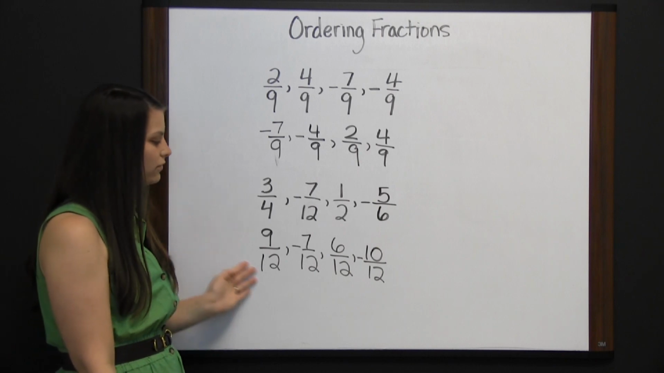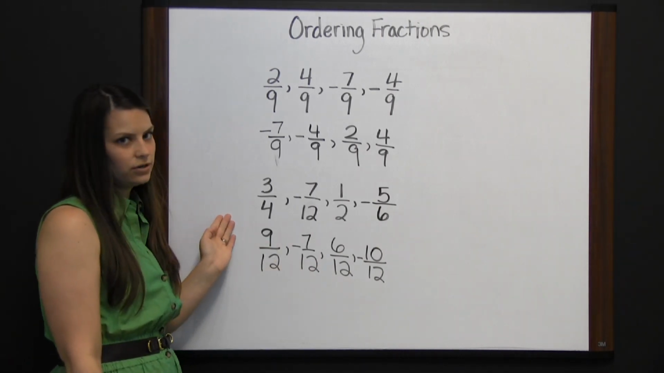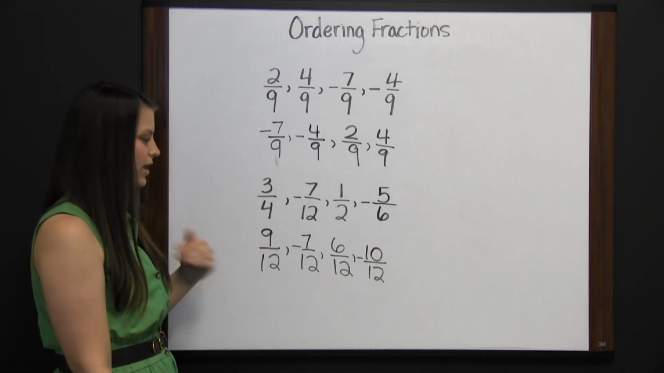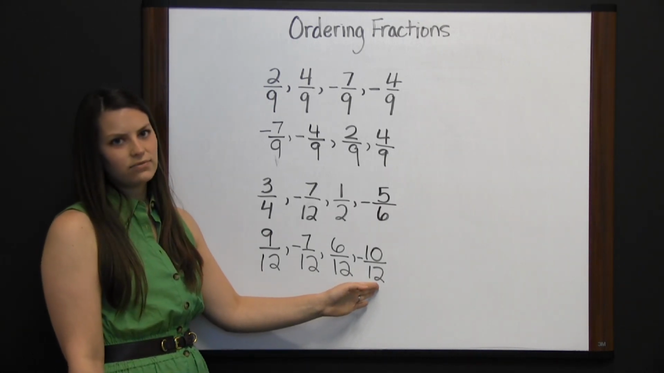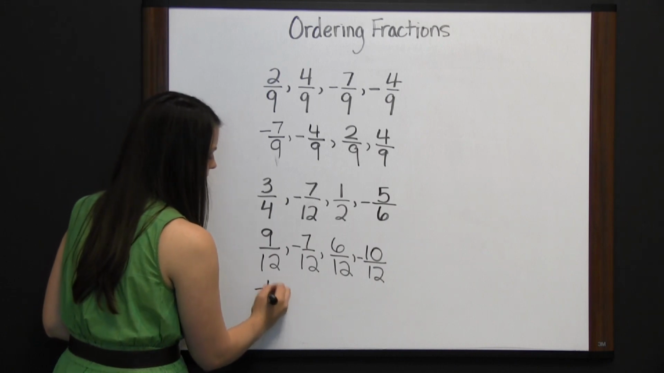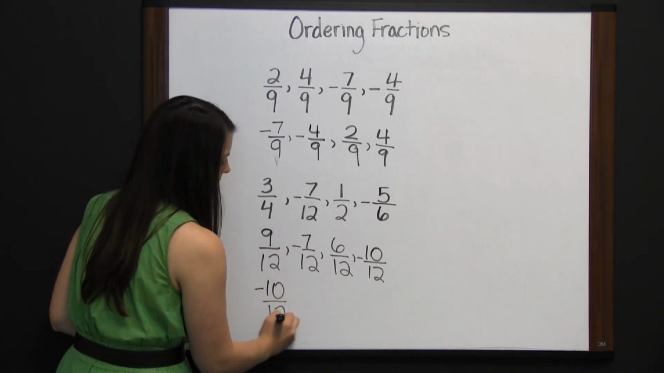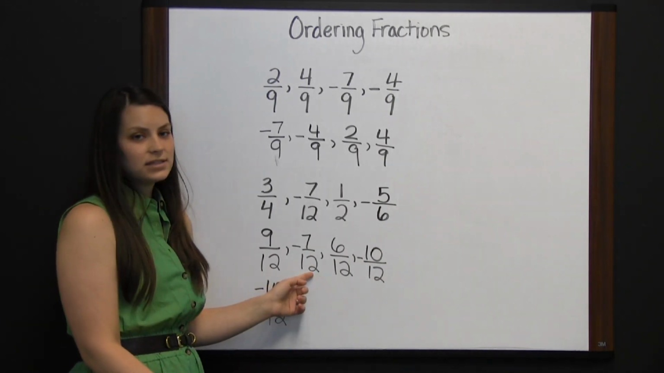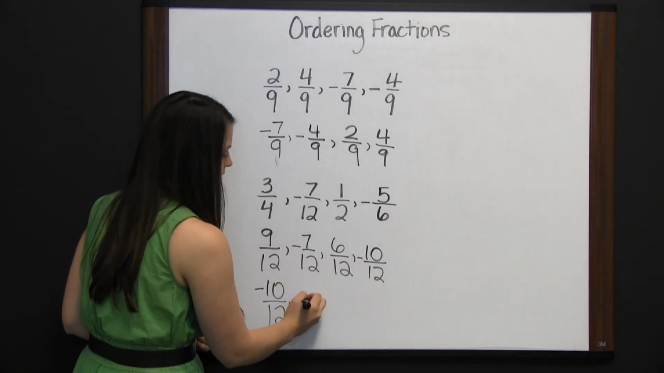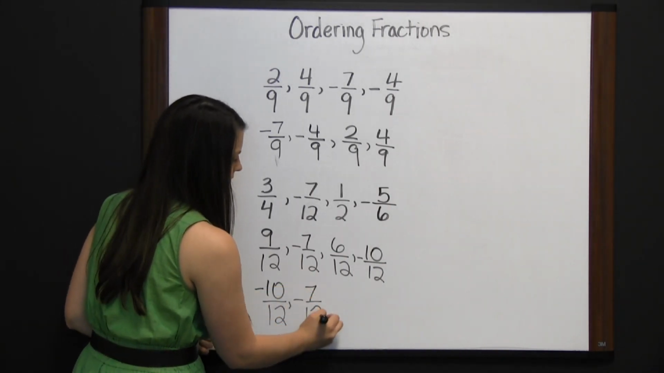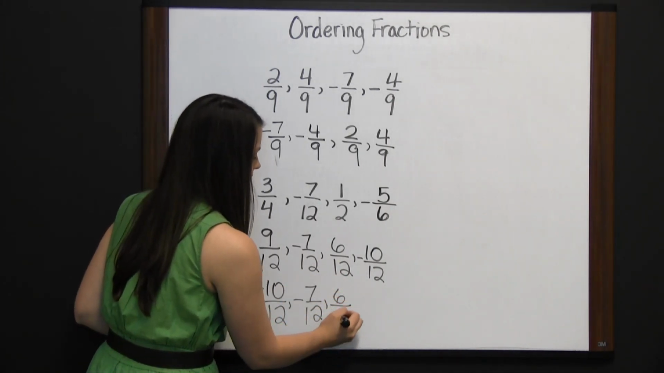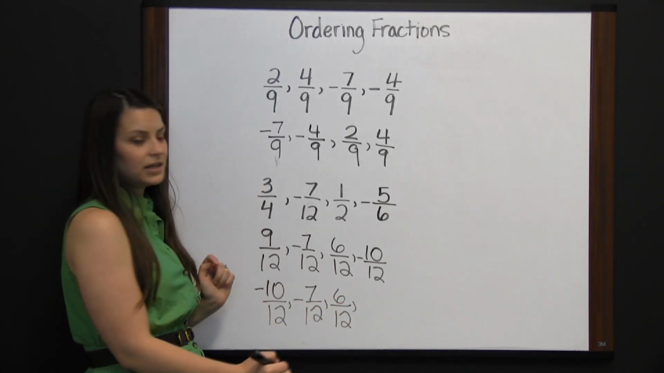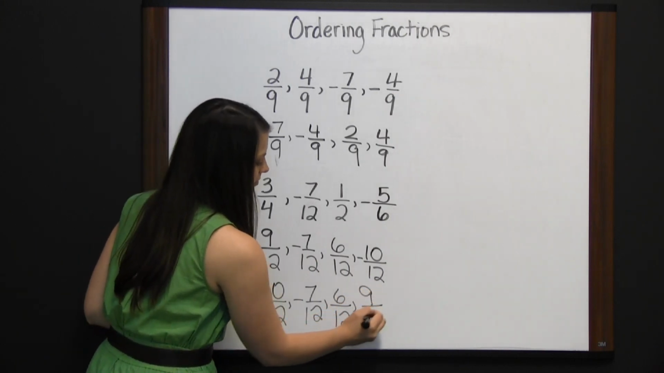Now we can order our fractions based on their numerators, from least to greatest, from left to right. Our smallest number is our biggest negative, which is -10/12. Then our next negative, -7/12. Then 6/12. And finally, 9/12 would be our largest number.